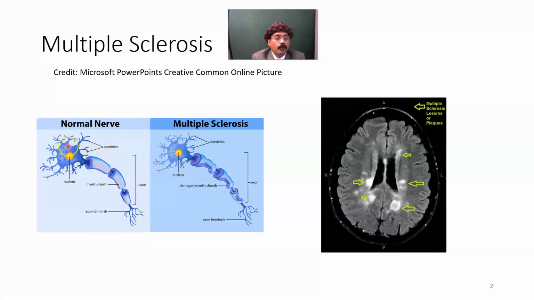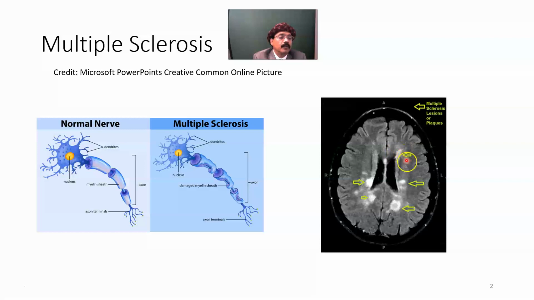So this is a normal neuron. This is a neuron of multiple sclerosis. This is the axon, these are the dendrites, and this is the cell body. And what happened? This is damaged. If we go to the MRI, we will see multiple plaque formation. What are these plaques? Plaques are composed of degenerated myelin and also macrophages and lymphocytes.